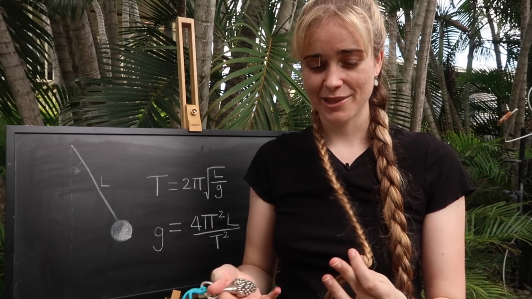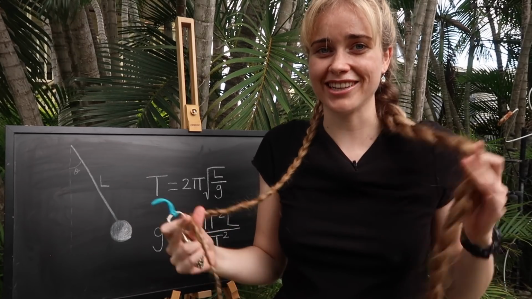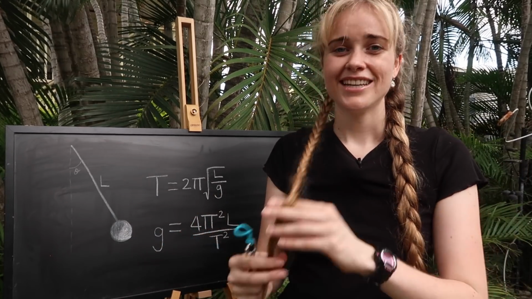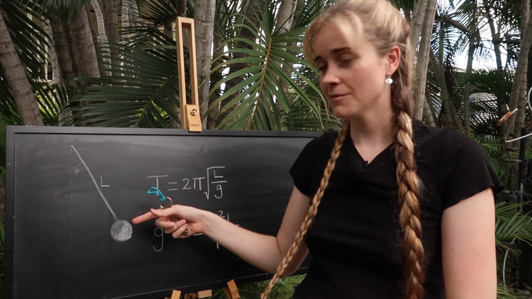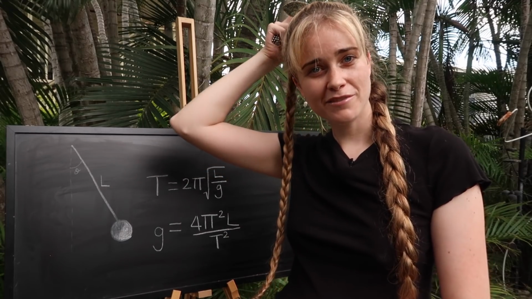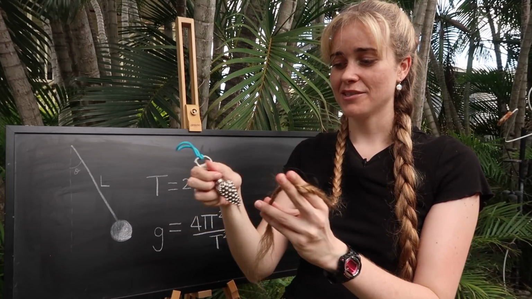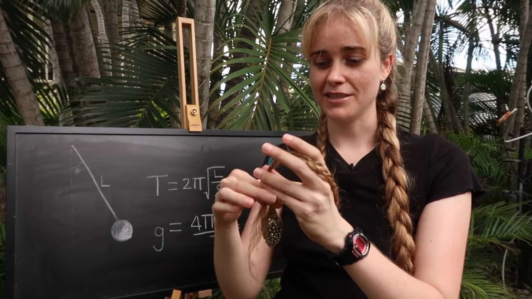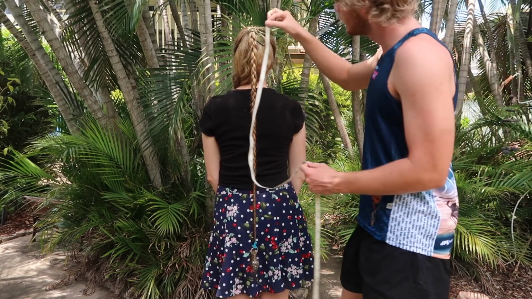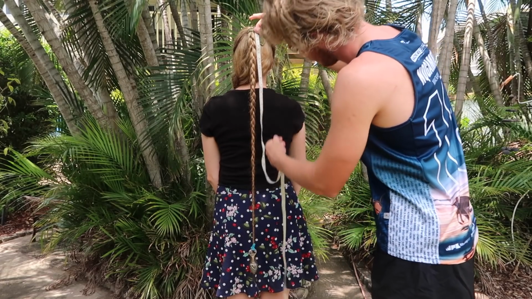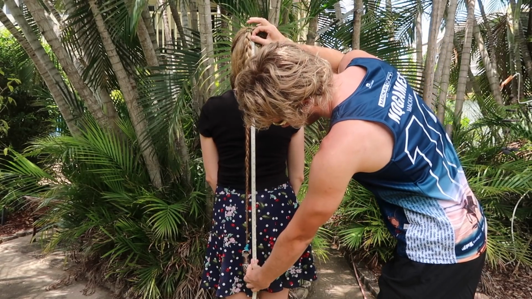To get my hair as close to massless as possible, I haven't included all of it for the pendulum, just a small amount. And I'm going to measure the length of the pendulum as the distance from the top of my hair tie down to where I think the center of mass of this metal part is. I got some help measuring the length and found it to be 90 centimeters with an uncertainty of 2 centimeters.